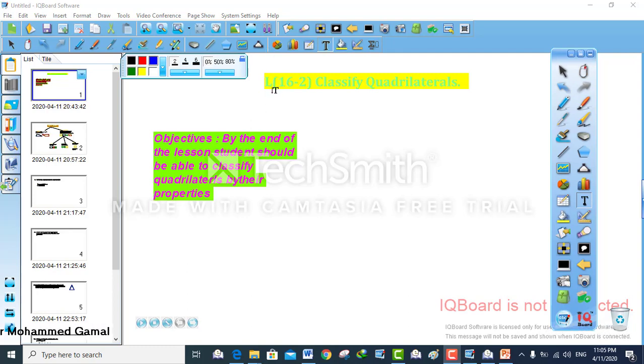Welcome to our new lesson, lesson 16, to classify quadrilaterals. Our objectives for today: by the end of the lesson, students should be able to classify quadrilaterals by their properties.